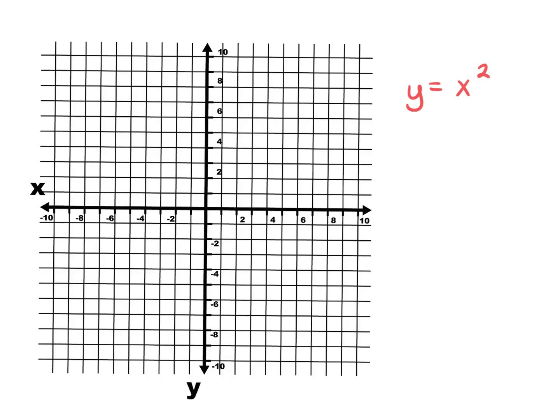This graph is going to be called a parabola. But parent functions always start where? Where do parent functions start? 0, 0, the origin. This graph is going to look like a U shape. This U shape is called a parabola. It's in the shape of a U.